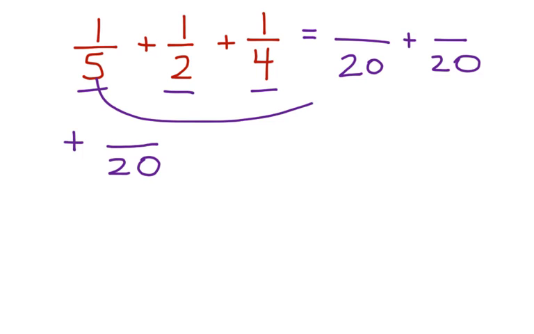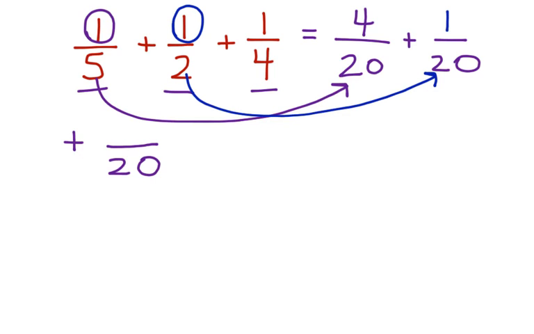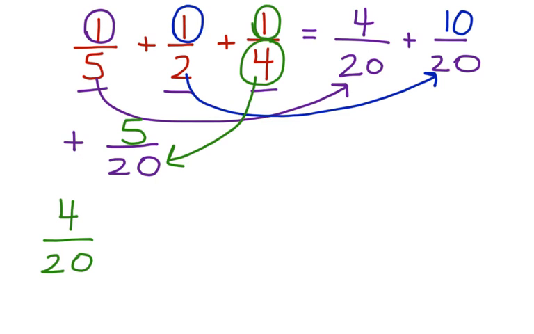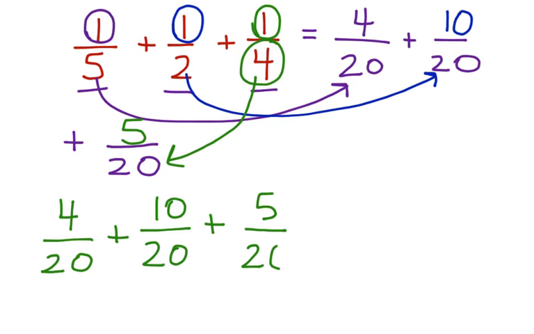So let's say that 5 goes into 20 4 times. 4 times the numerator of 1 is 4. 2 goes into 20 10 times. 10 times 1 gives us 10. And we can say that 4 goes into 20 5 times. 5 times 1 is 5. Now let's rewrite this so we can make sense of it. We have 4 20ths plus 10 20ths plus 5 20ths.